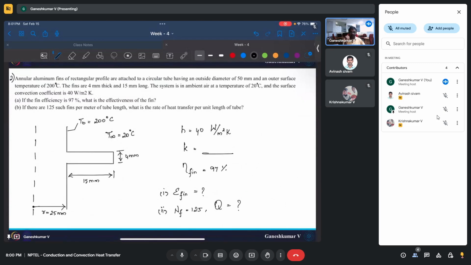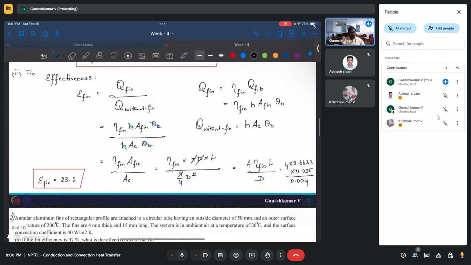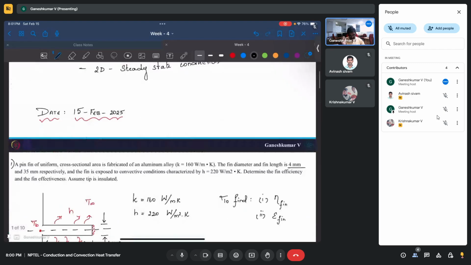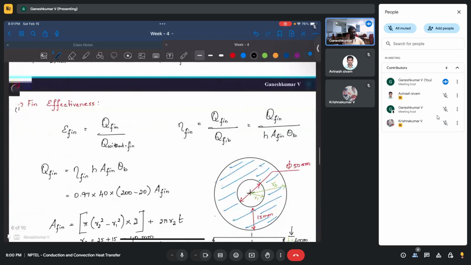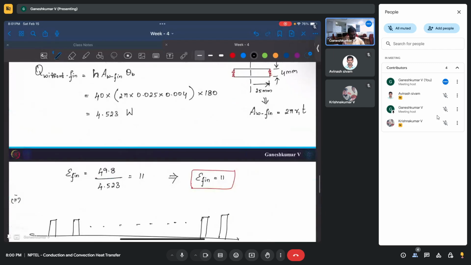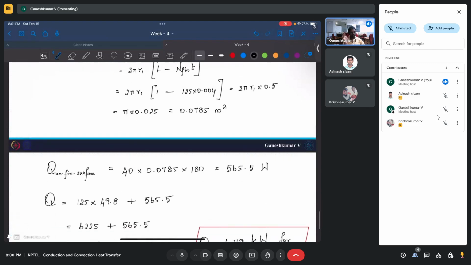I hope this problem is also clear. The only thing you need to understand is how this fin is constructed, and you need to understand what efficiency and effectiveness of the fin are, and apply your logic accordingly. That's all. It's not a complicated topic. Any questions you have till now? We have solved 2 problems today. I think this is more than sufficient for you to understand the assignment and solve them.